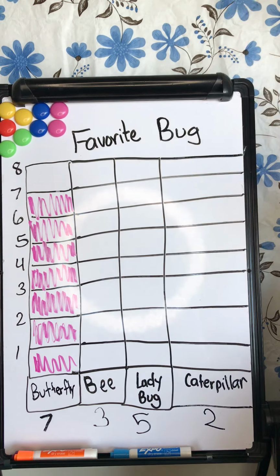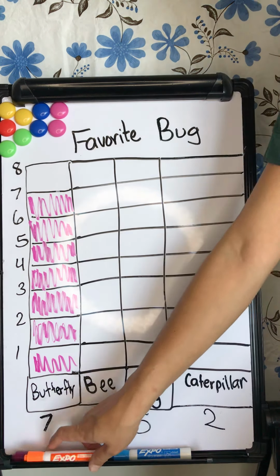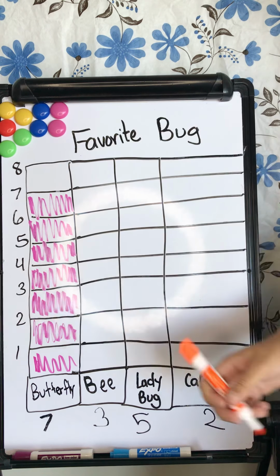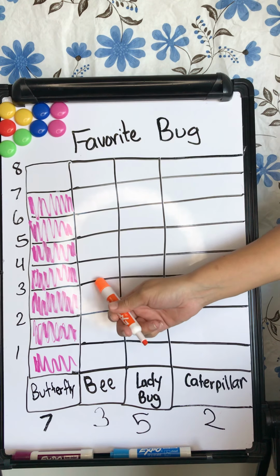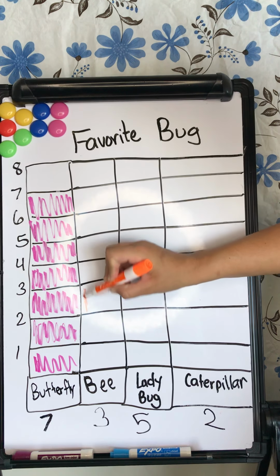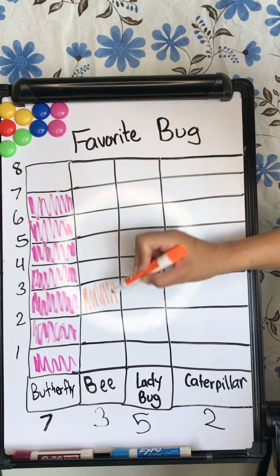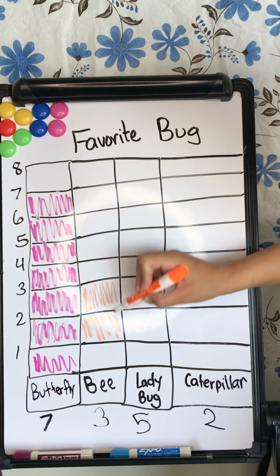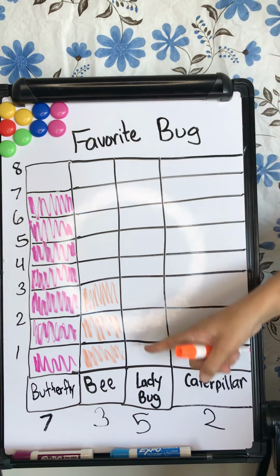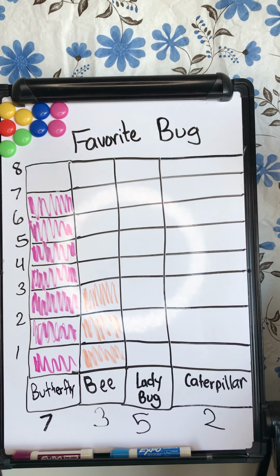All right, the next one is bee. How many votes did we have for bee? 3. All right, so let's do the opposite. So we find 3, we go, okay, this line's for 3, so everything below that line we're coloring. So 3, let's count to make sure. 1, 2, 3. Yeah, that's right. I like going from the bottom up, so for the next 2, we're gonna do that, okay?